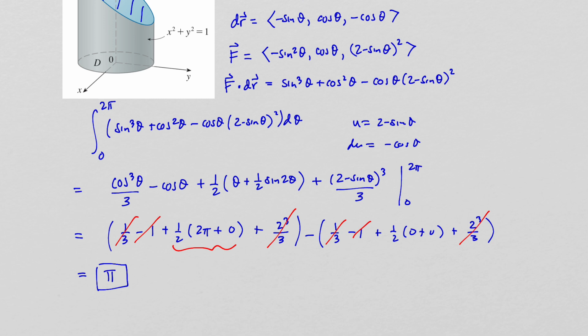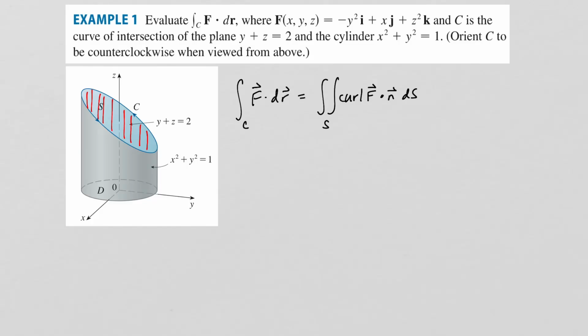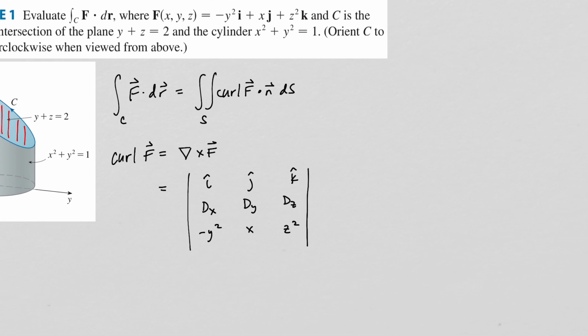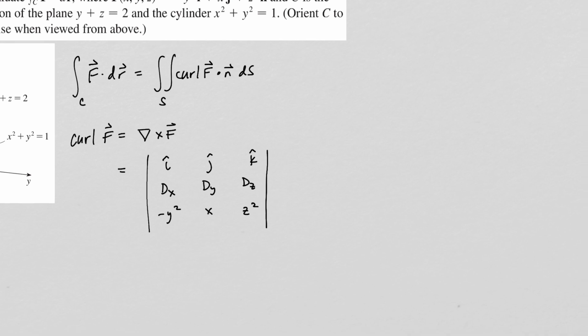Now let's use Stokes' Theorem. So Stokes' Theorem says we can compute this line integral instead by doing a double integral along the surface of the curl of f dot product with a normal vector to the surface. So first, let's go ahead and compute the curl of f. So recall the curl of f is del cross f. So let's go ahead and do that, and we'll use a determinant for this. So here is that determinant, and now let's go through and do the computation.